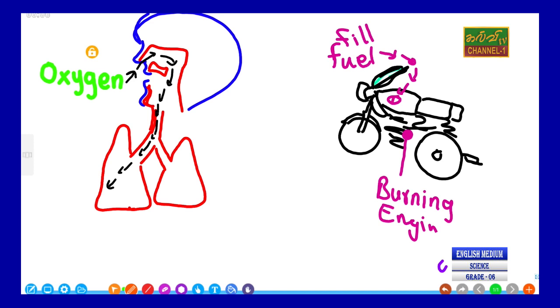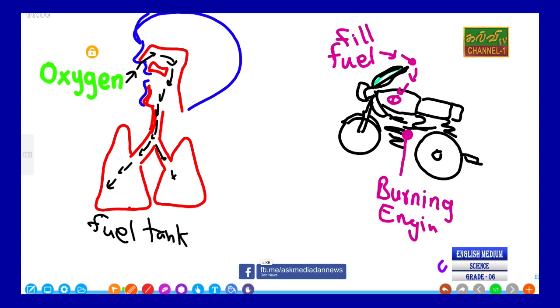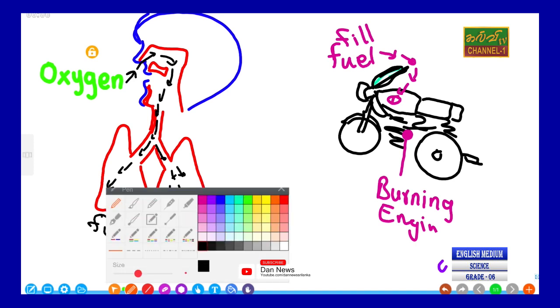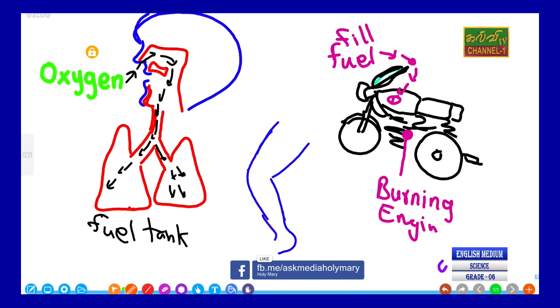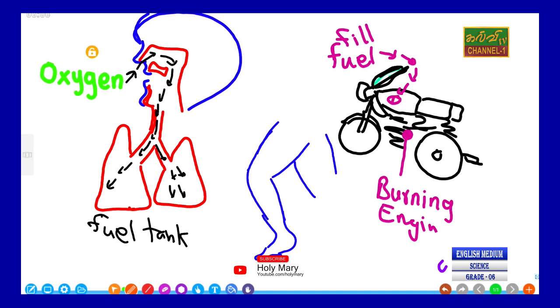This is like a petrol tank, a fuel tank. We just fill the oxygen. After that what happened? This oxygen should go to a certain organ. Say for example, this is our leg. I should run now. My leg needs more energy.